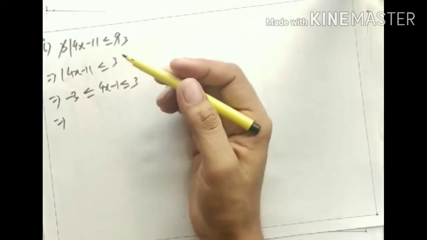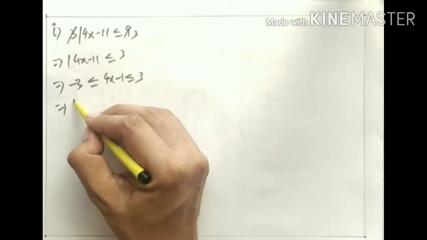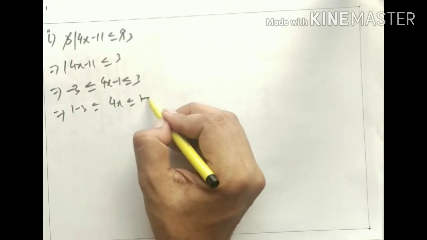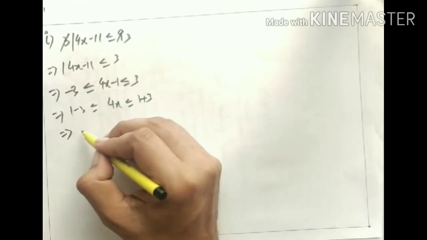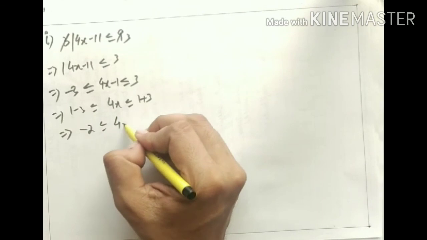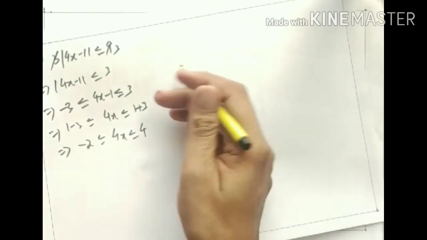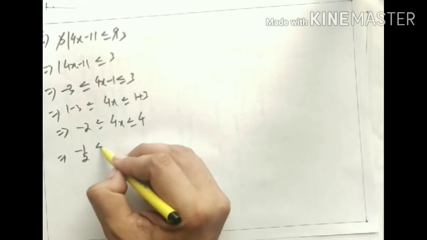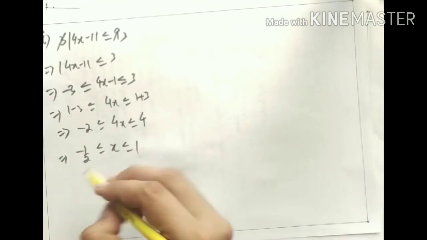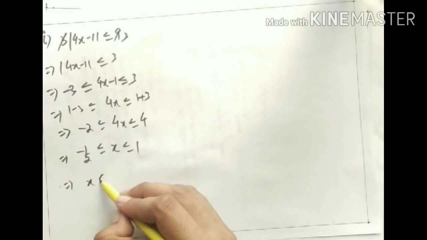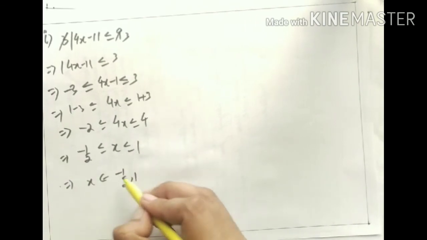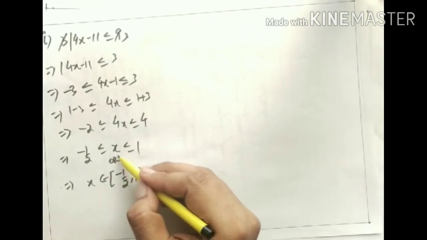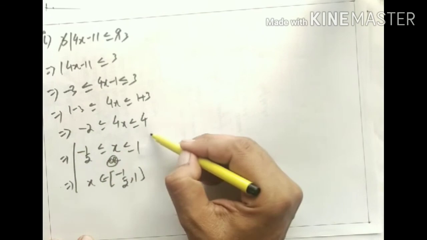So let us add 1 to all the sides. It will give us 1 minus 3 is less than or equal to 4x is less than or equal to 1 plus 3. So that means -2 is less than or equal to 4x is less than or equal to 4. Let us divide by 4 on all the sides. It will give us -1/2 less than or equal to x less than or equal to 1. So x belongs to [-1/2, 1] with square brackets. The answer can be in either form. This is the answer to this inequality.